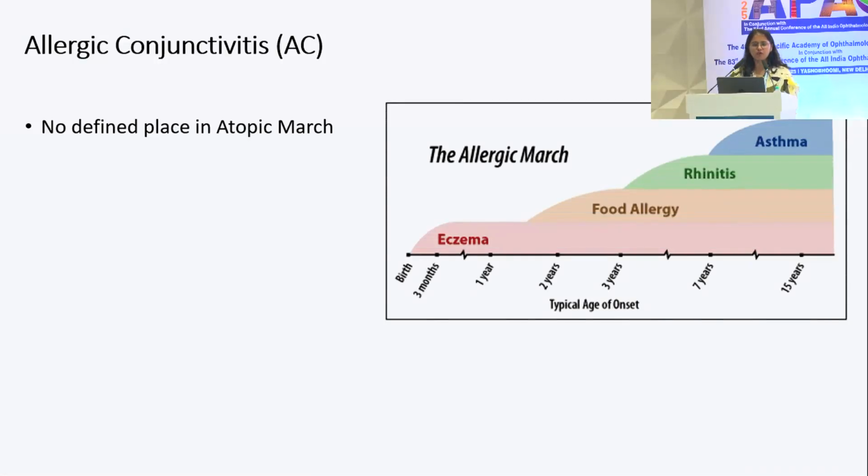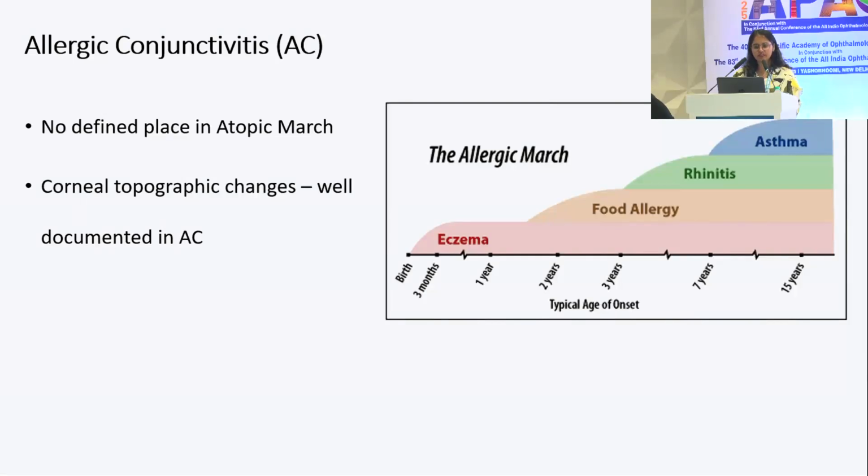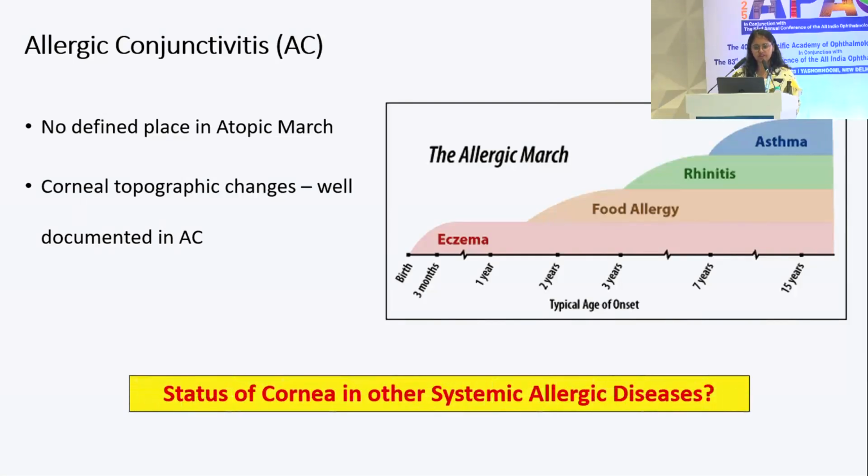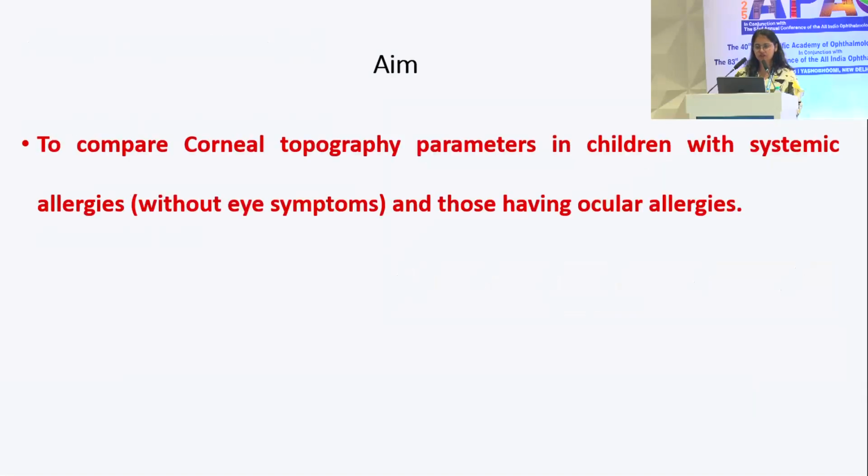So there is no defined place of allergic conjunctivitis in the atopic march, which states that the atopic march proceeds with eczema, food allergy, rhinitis, asthma. Corneal topography changes are well documented in allergic conjunctivitis, but what about the status of the cornea in other systemic allergic disorders?